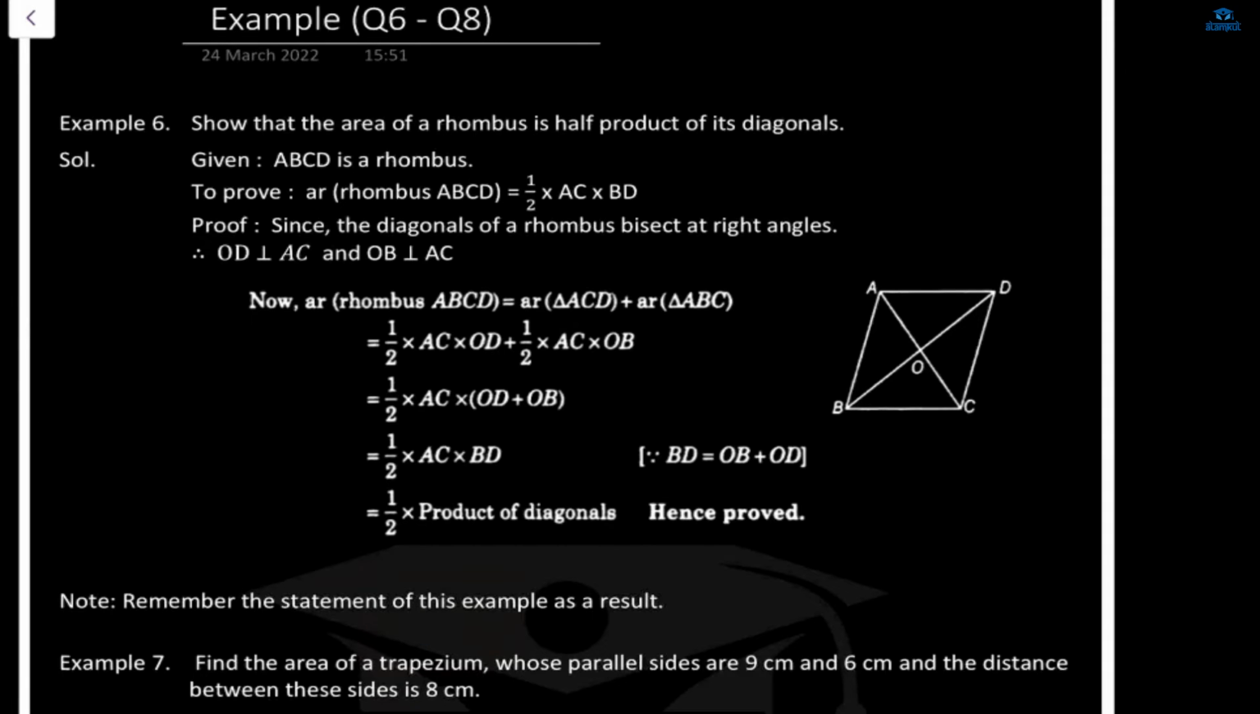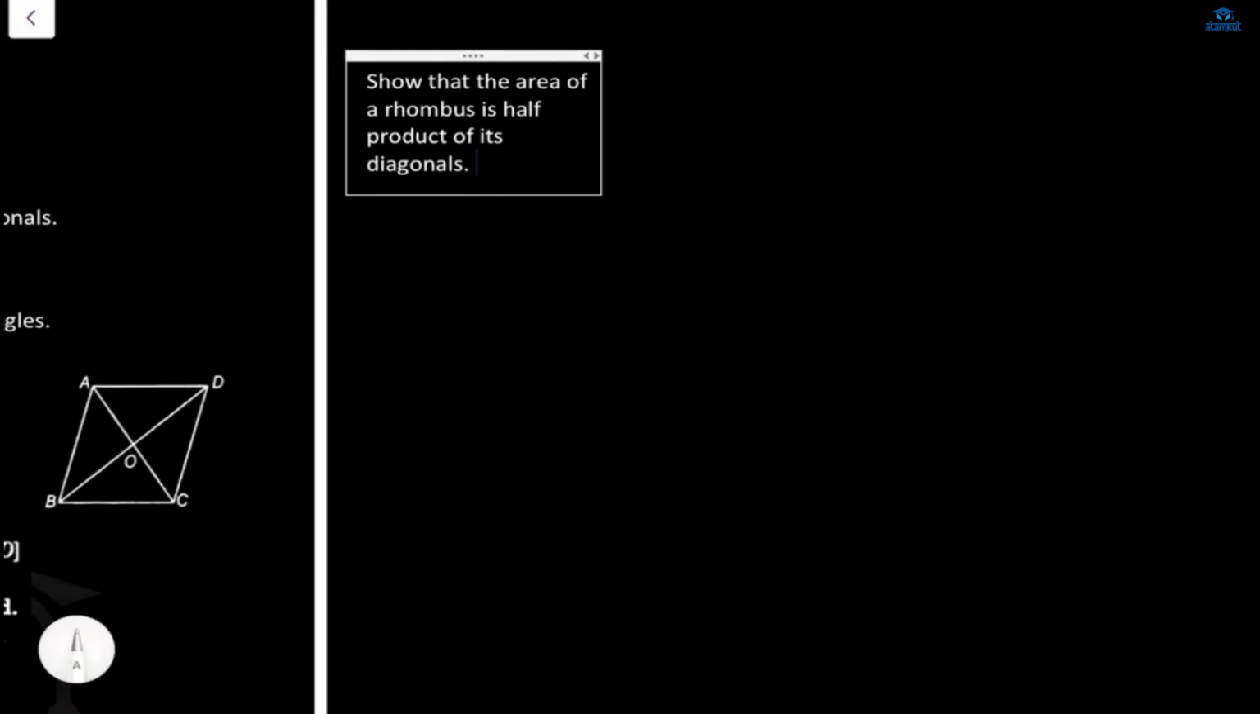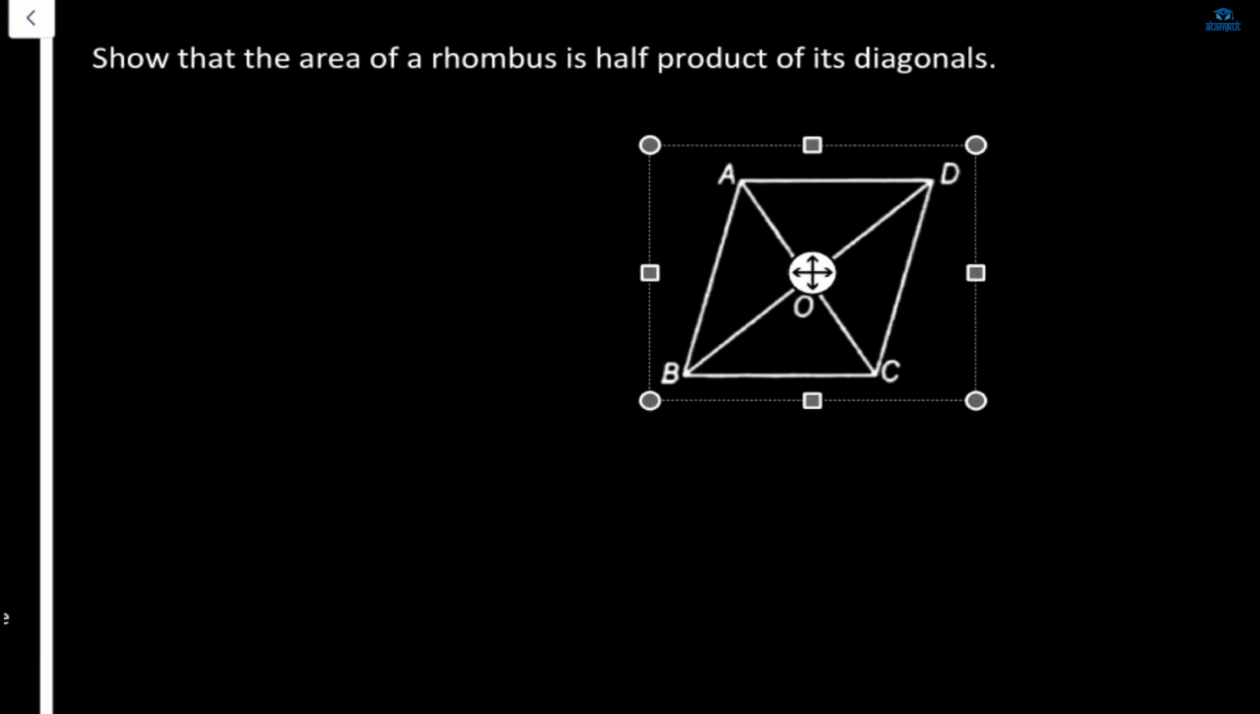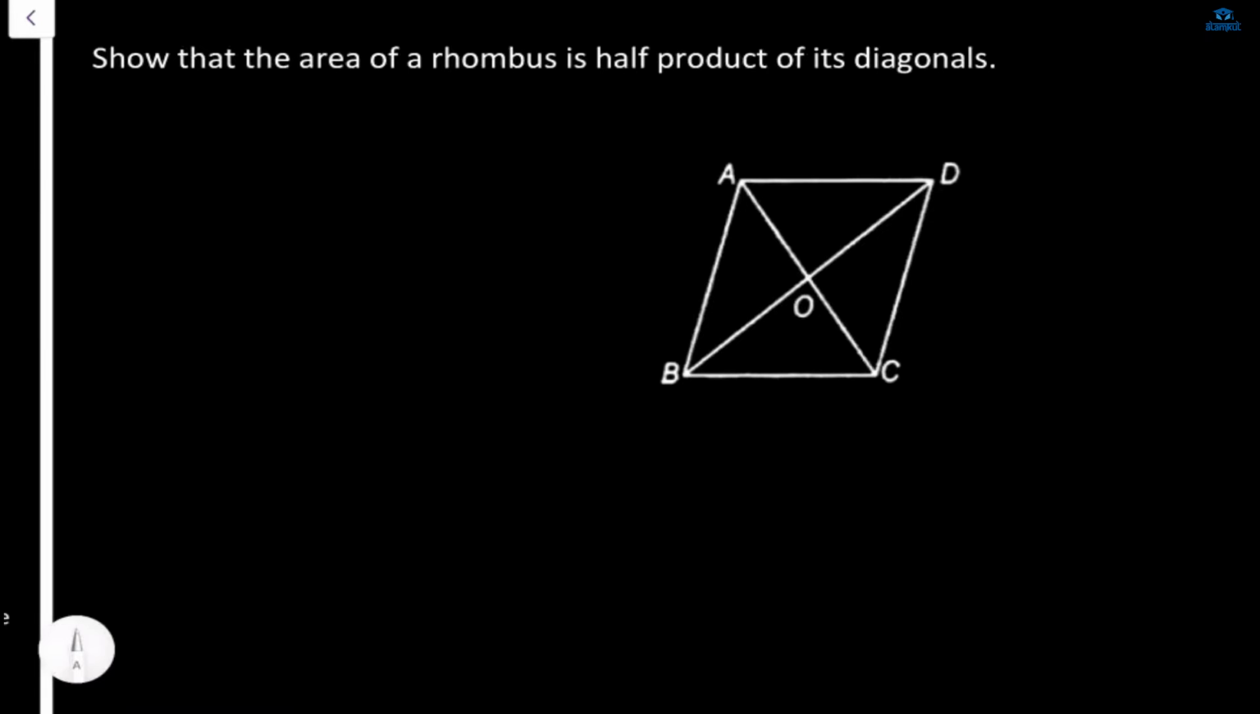In the last class, I gave you this assignment also on Monday. I think you have gone through these questions. Let's see how we are going to solve them if you have not done it. Now, has anybody done this question in the assignment? Show that the area of a rhombus is half the product of its diagonals.